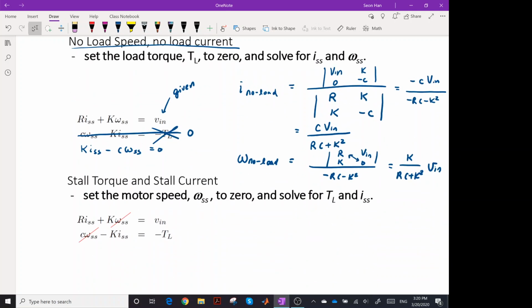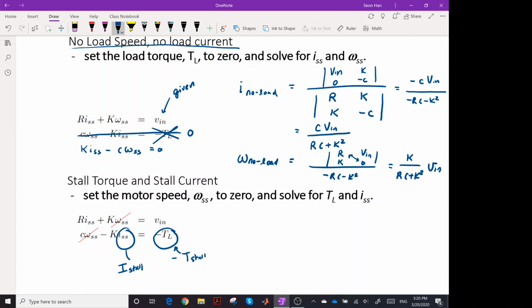How about the stall torque and the stall current? Same thing. In that case, you're looking for the load torque. Okay, this is your negative stall torque. This is your stall torque, and the stall current is that one. So this is your I, the stall current. Okay, and then again, what is the V in? Well, whatever they tell you.